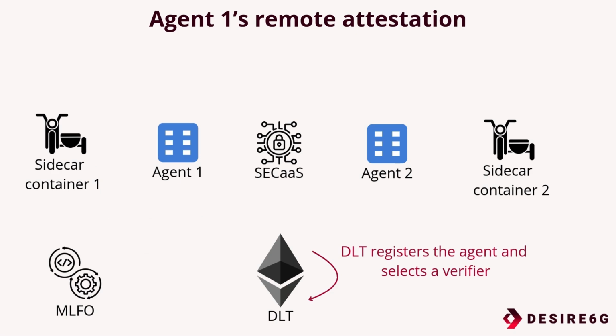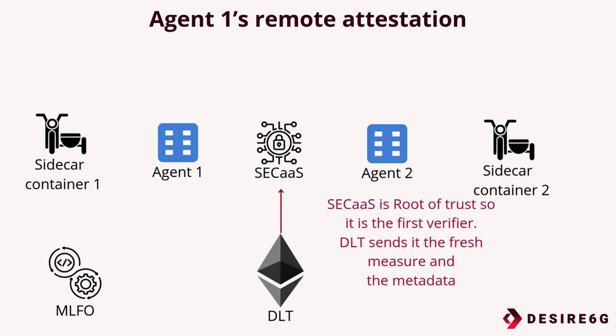The DLT retrieves the ID and the measurement from the request and can now record the attestation request for Agent 1. It must then decide who will act as the verifier for this agent. Since this is the first agent to be attested, the TSS will be designated as the verifier.